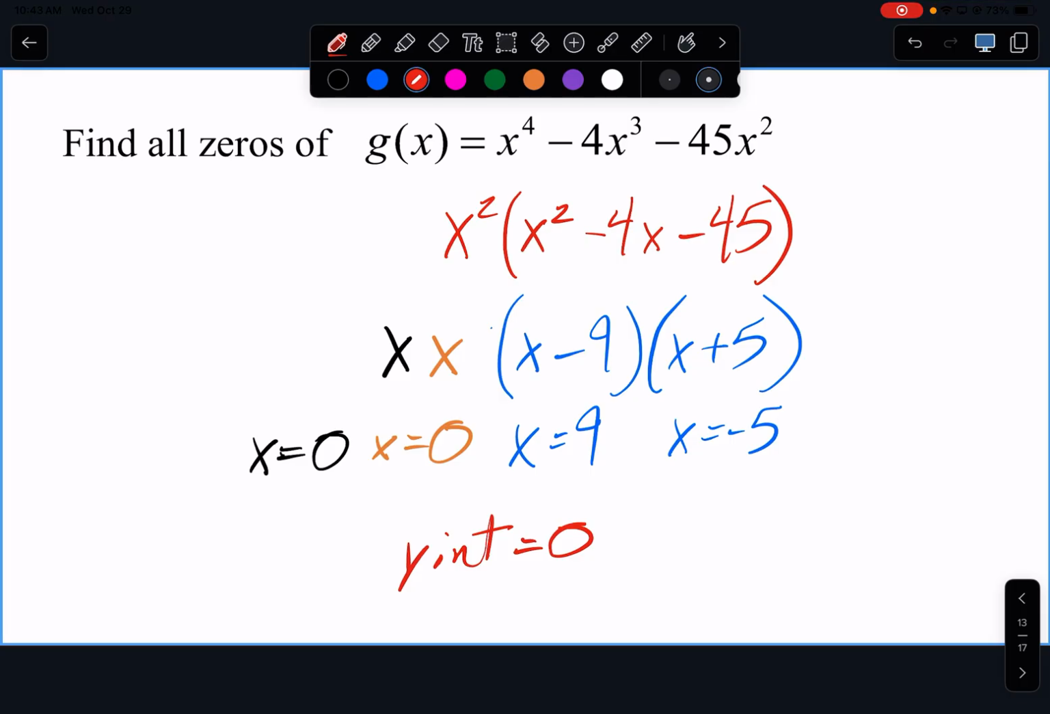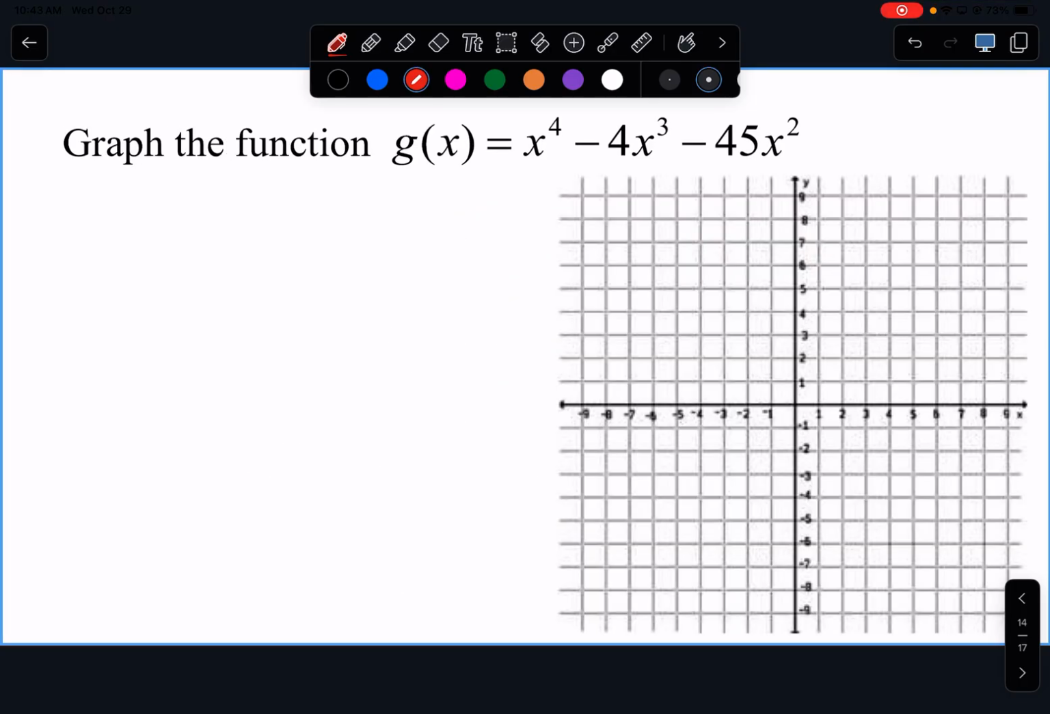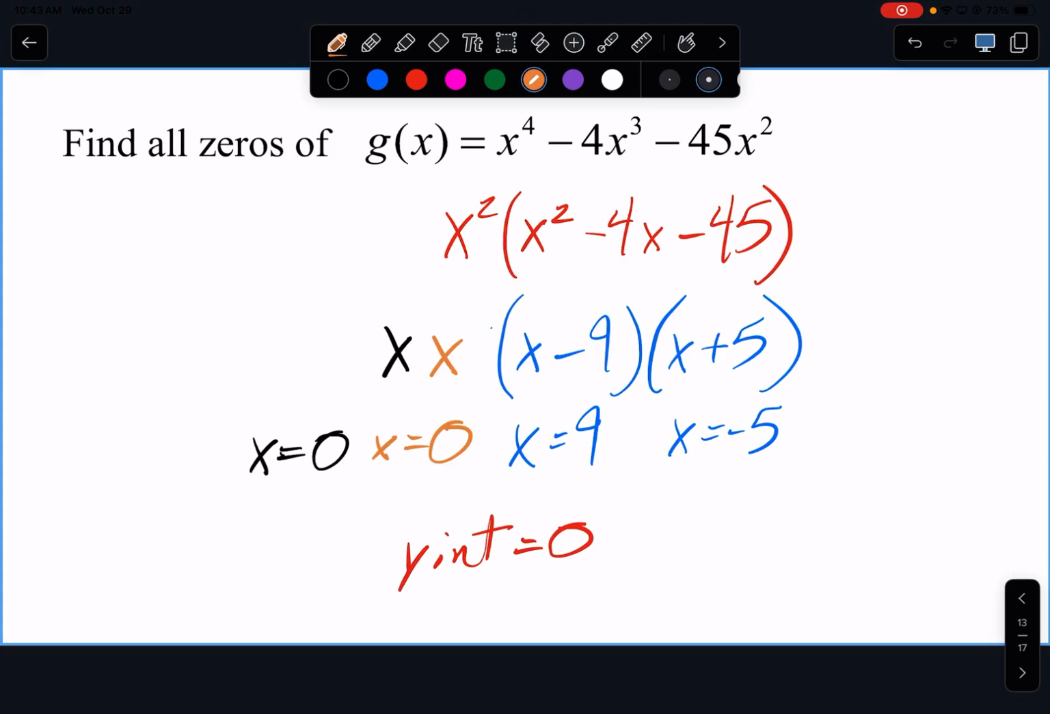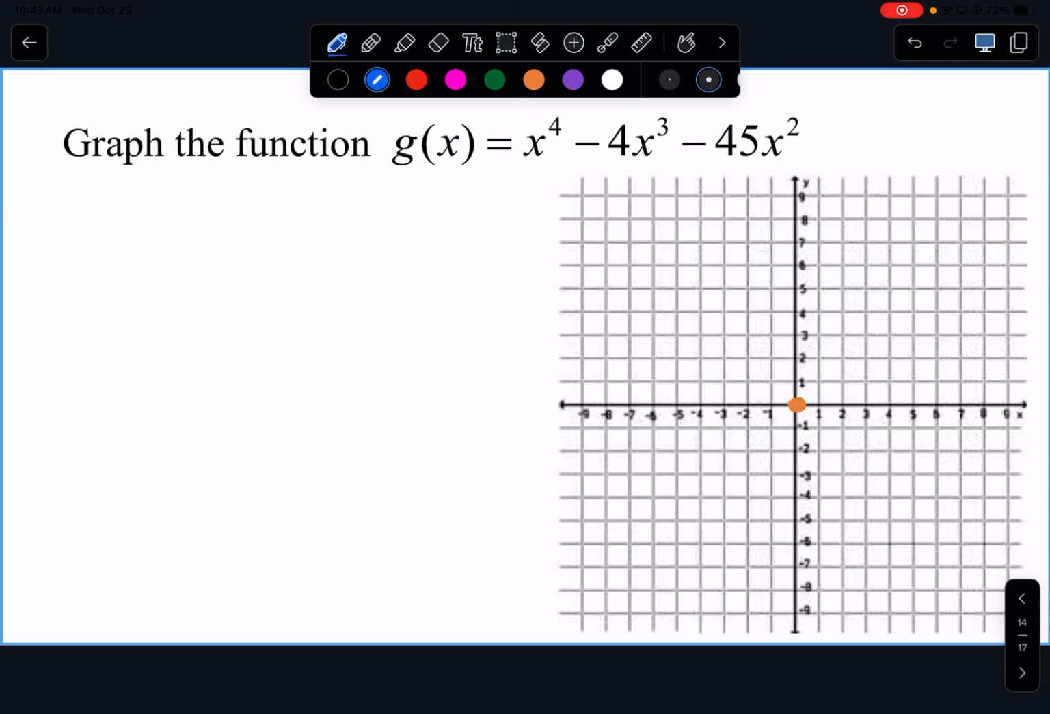And now let's go graph this one. So I'm going to put my 0 in the middle with orange, okay, and then my 9 and negative 5. All right, now let's talk about end behavior. Is the degree even or odd? Even. So that means our end behavior is going to be the same on both sides. So are they both going to be rising or both going to be falling? Rising, because it's positive. So they're both going up. So my graph is going to go through negative 5, up to 0, bounce off of 0, and then up through 9.